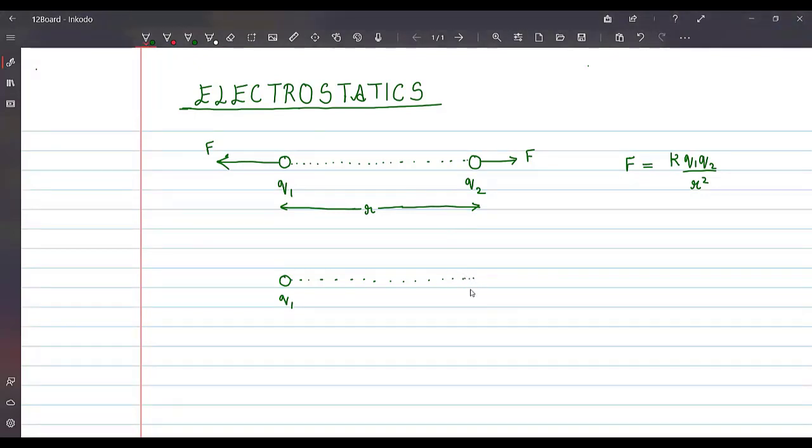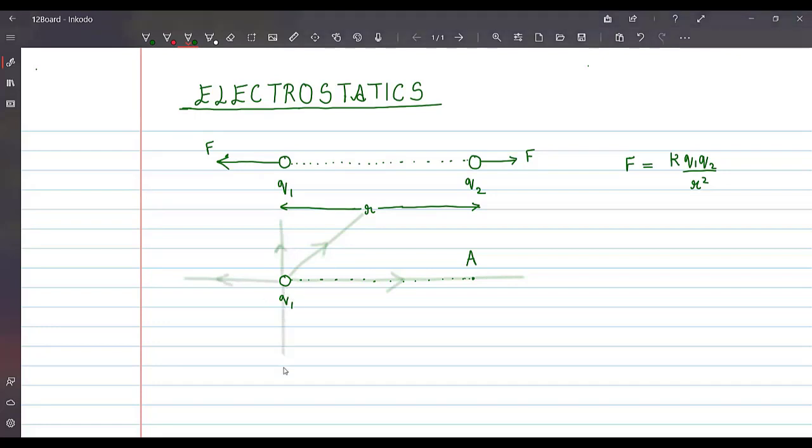So it was hypothesized that charge Q1 is releasing something at point A. It has some effect in this region. Because it doesn't have a mouth, it cannot talk to the second charge. And this something, its effect in this region, was given a term: electric field.